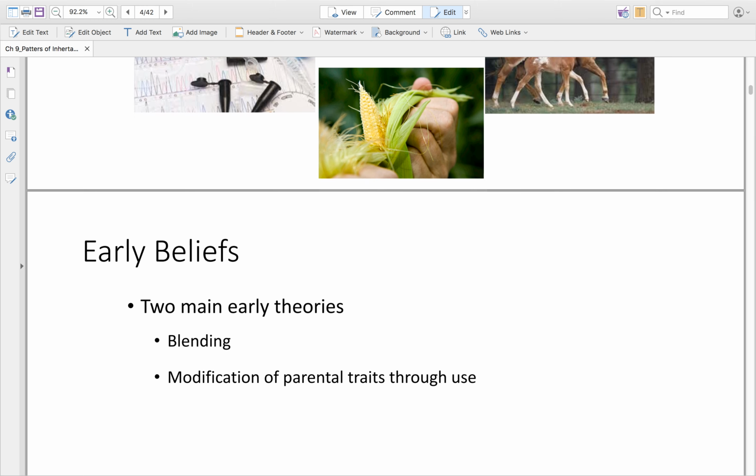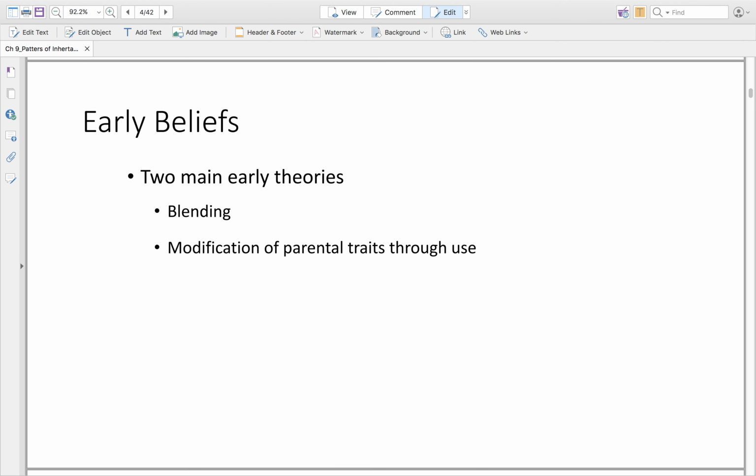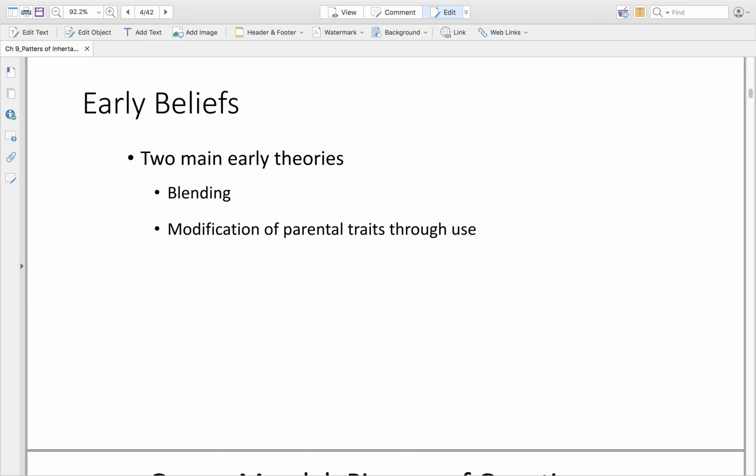Before Gregor Mendel, we had two early beliefs. Ultimately, people thought that when two individuals reproduced and had a child, their physical traits were blended. They didn't know these were called genes. They also believed that a parent could modify their own traits and then pass that on to their children. But modified traits cannot be passed on to children.